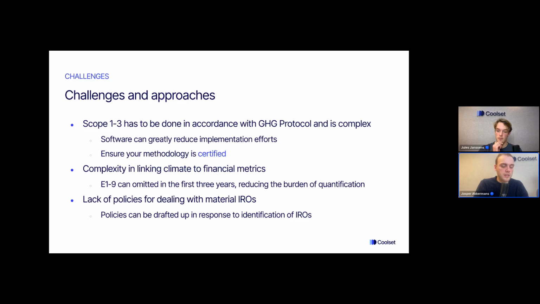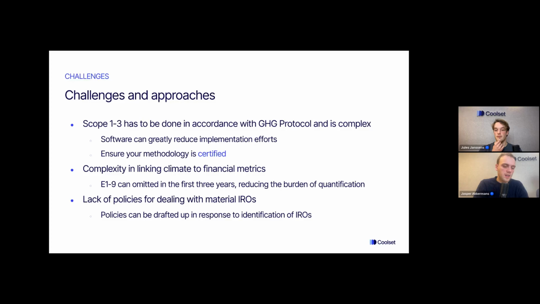The second thing that I'm going to look at here is complexity and linking climate to financial metrics. I've heard also from customers that they find this troubling. I've heard from the industry that this is quite a tricky thing to do. One approach here, it is short term, but it does give people time to get their head around it, to prepare for it in the next 3 years, is that E1-9, which is the majority of these financial metrics, can be omitted in the first 3 years, reducing the burden of quantification.